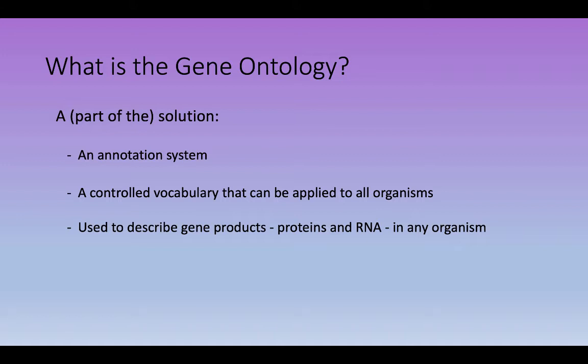What is the gene ontology? Well, it's an annotation system. So it's a way of establishing the information and relationships that are associated with things that we find in the genome. It provides a controlled vocabulary that we can apply across all organisms. And typically it's used to describe gene products, proteins and RNA in any organism.